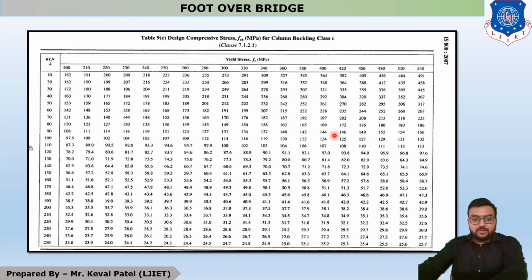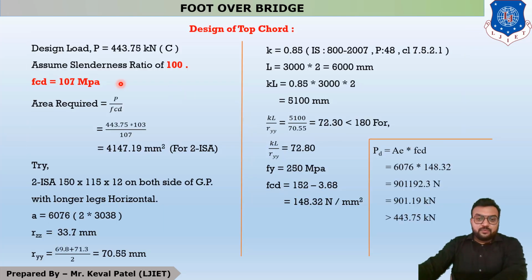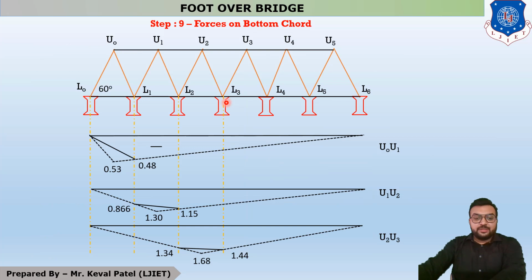Okay, so now we are moving further. This is the design of the top chord, which is a similar method to the last example. So now we are moving further to the design of the bottom chord. Now this is your step number 9. So first of all we have to find the influence line diagram for the bottom chord.